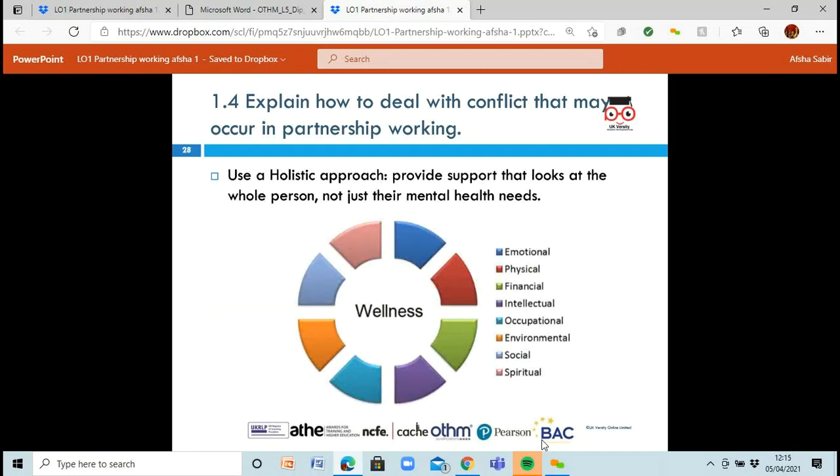So use a holistic approach, an overall approach. Make sure you're looking at the whole person and that you're not just looking at the mental or your health needs. So look at both things. Overall, you're looking at the wellness: emotional, physical, financial, intellectual, occupational. If someone's in a job that's really busy, they might not have time to stay at home and visit you, or they might just need Zoom meetings or whatever is applicable according to them. Look at the environment, the social needs, and also the spiritual needs. That'll come into cultural and religious as well.